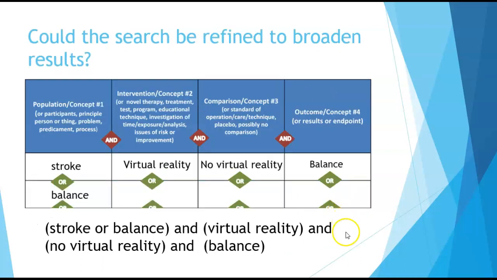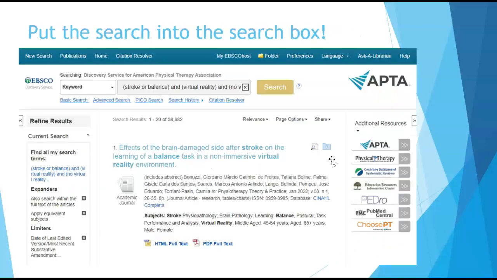Now, is there a way that we can refine it to maybe broaden results? We can always take some of the extra terms off. So if we don't want to put recent stroke, we just want to say stroke and balance, we can do that. And we can also take off the word improved before the balance in the outcome. This is going to make our search results larger because we're taking out some of those additional words.